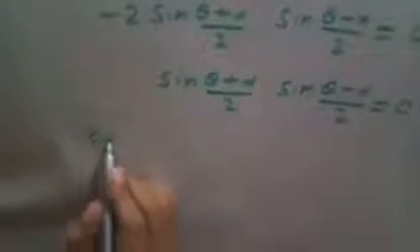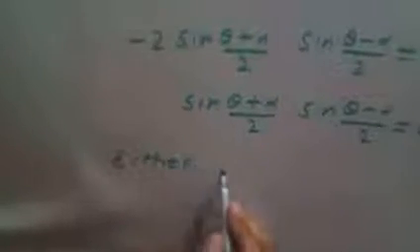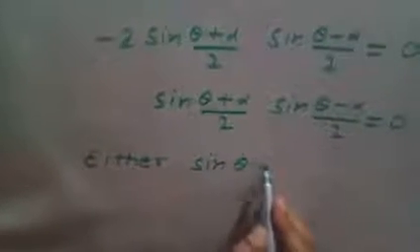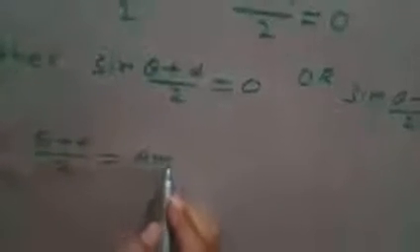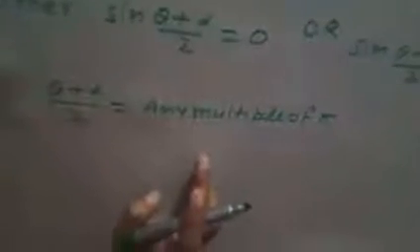Now either sin (theta plus alpha) by 2 equals 0, or sin (theta minus alpha) by 2 equals 0. Now if sin (theta plus alpha) by 2 is equal to 0, then we know that (theta plus alpha) by 2 is equal to any multiple of pi, because sin pi, sin 2 pi, sin 3 pi all are 0.